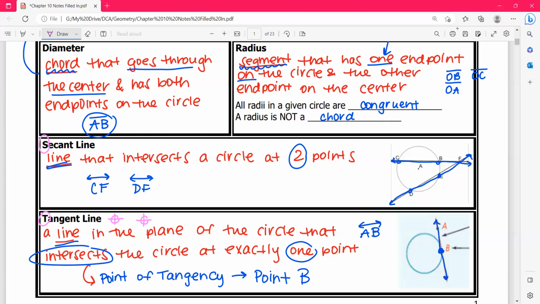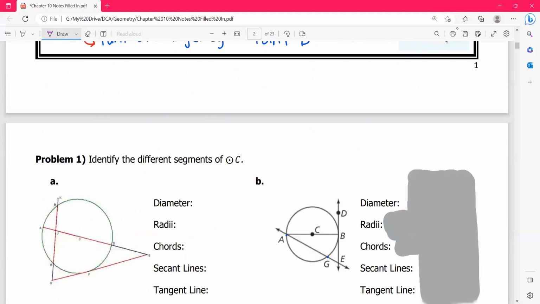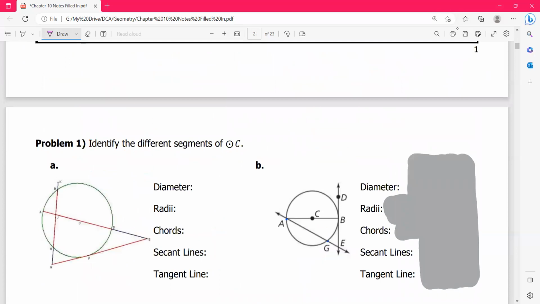Secant, I think about like second. And we need 2 points of intersection. So that's just 2 ways to remember the difference between secant and tangent. So let's practice identifying all of these different vocabulary words in a diagram.